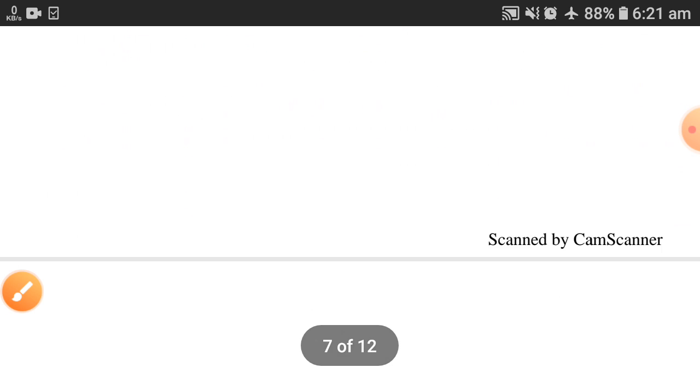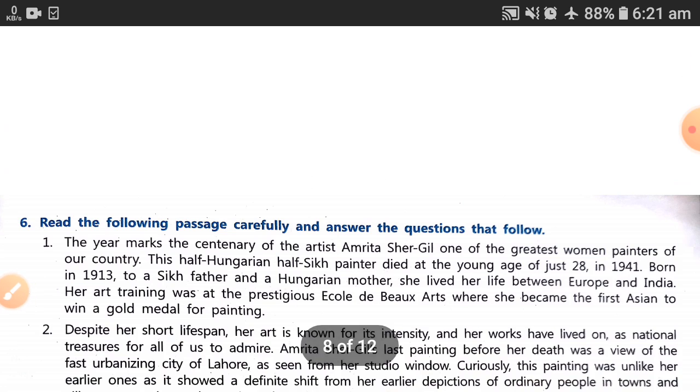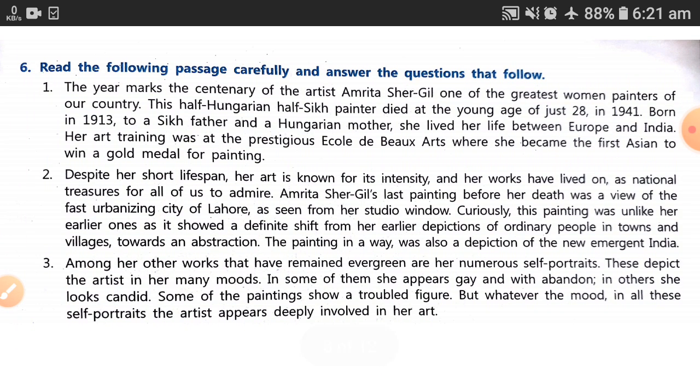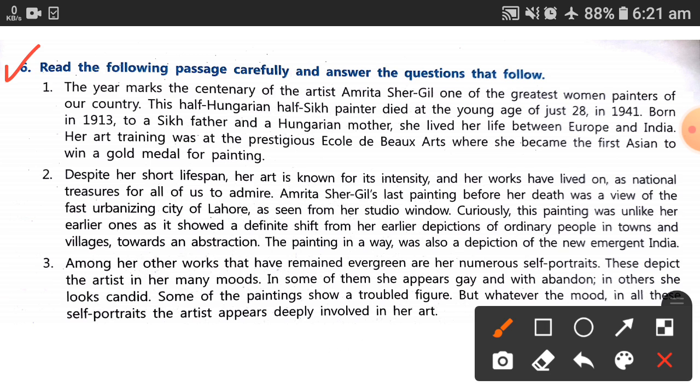Okay, now I'm going to give you the next paragraph. Here is your next paragraph. Read this paragraph very carefully, because this has to be solved by you all yourself. Now read paragraph number 6. Read the following passage carefully and answer the questions that follow. So here is your paragraph number 1. Hope you all will read it carefully.